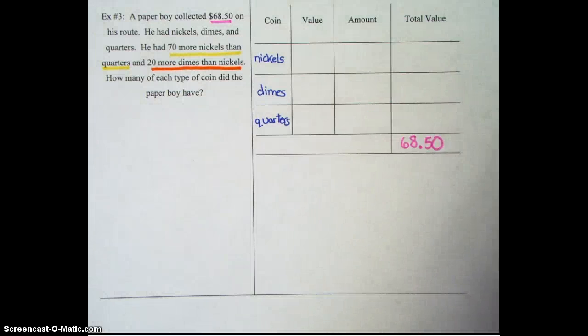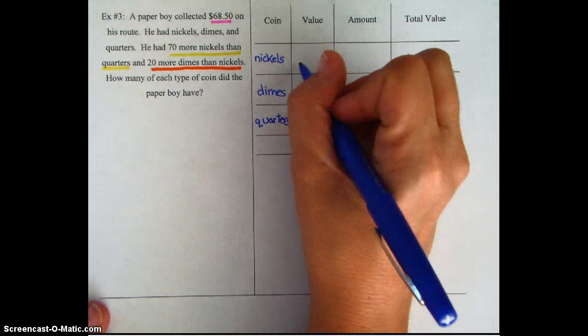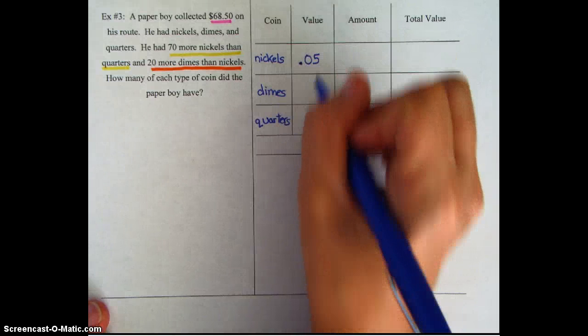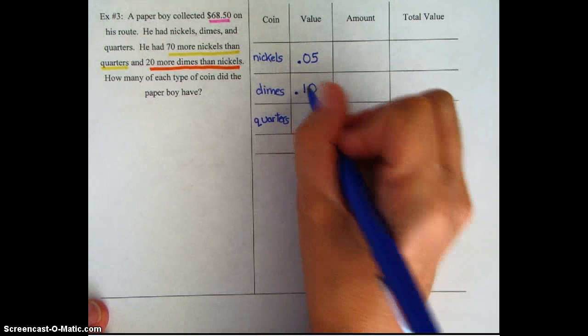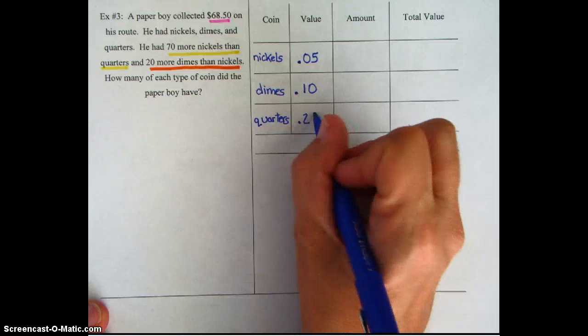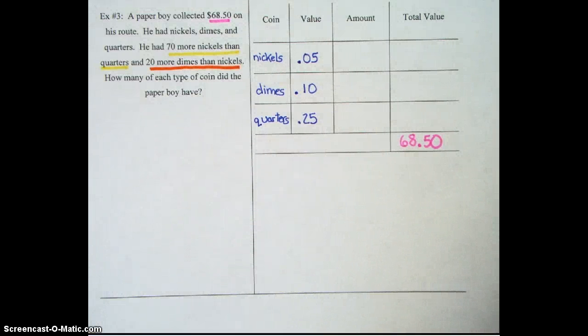Let's take a look at a slightly more complicated example. This one says a paperboy collected $68.50 on his paper route. He had nickels, dimes, and quarters. He had 70 more nickels than quarters and 20 more dimes than nickels. How many of each type of coin did he have? Well, we know nickels are 0.05, and we know dimes are 0.10, and we know quarters are 0.25. This is more tricky though because there are three different types of coins.